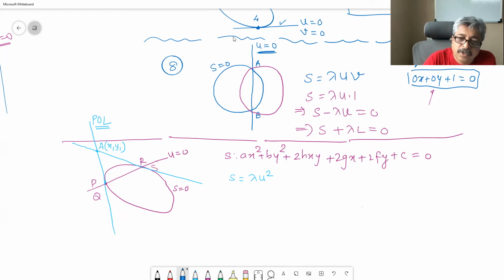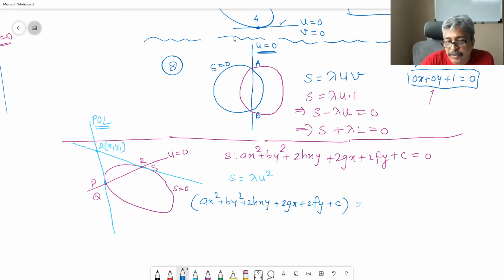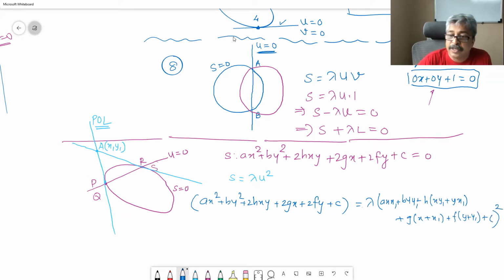For finding out lambda, let me write down this equation: ax square plus by square plus 2hxy plus 2gx plus 2fy plus c, that is our S, is equal to lambda times, and what is our T? T is ax x1 plus by y1 plus h into (x y1 plus y x1) plus g into (x plus x1) plus f into (y plus y1) plus c, bracket square. This is what is happening.